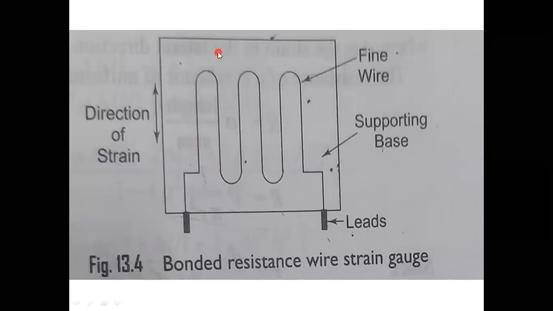This is the fine wire, and I am going to apply some strain upon this fine wire. Then these two leads will observe the change in the resistance in the material. How is it going to be measured? By using some bridge circuit, we will measure the change in the resistance in this entire setup.